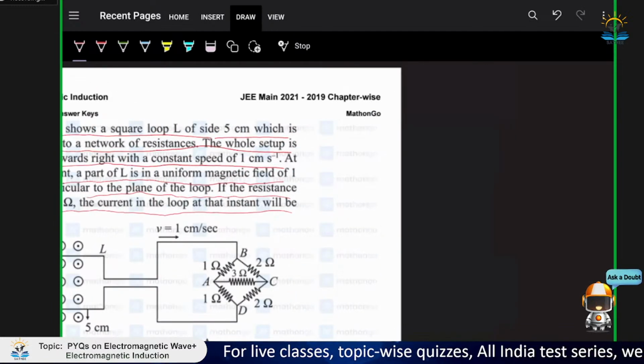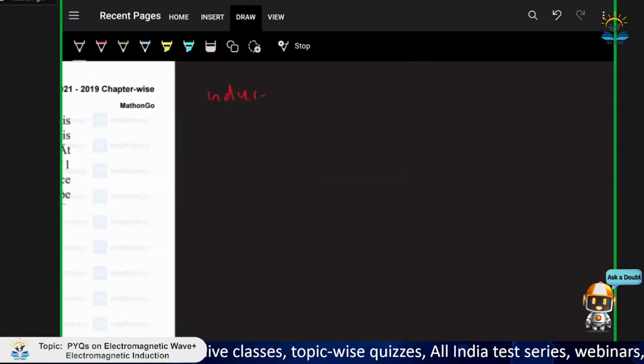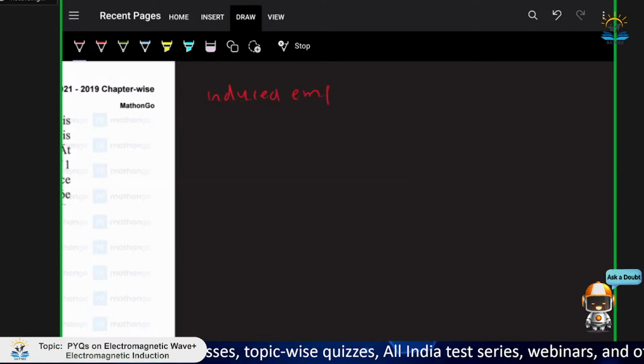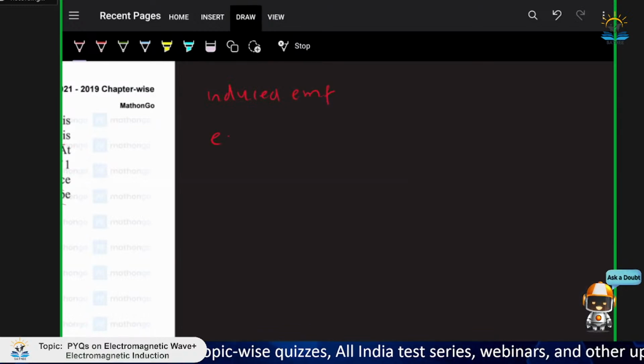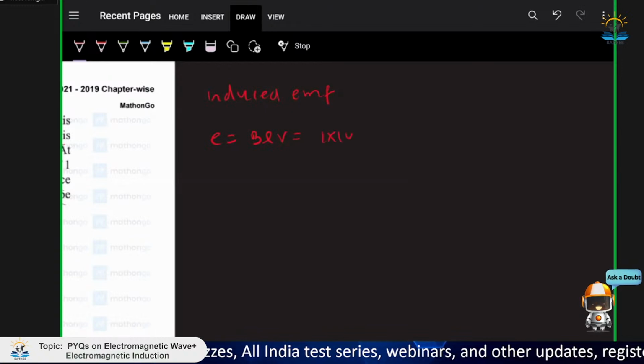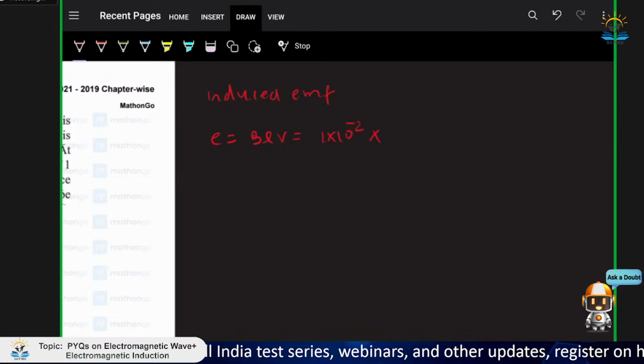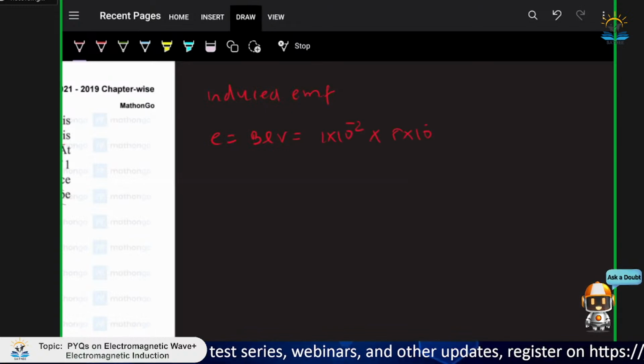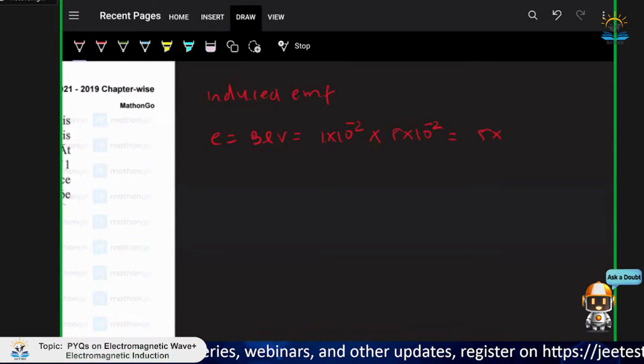We know that induced EMF will be Blv, correct? That will be 1 into 10 raised to minus 2 into 5 into 10 raised to minus 2, that will be 5 into 10 raised to minus 4.